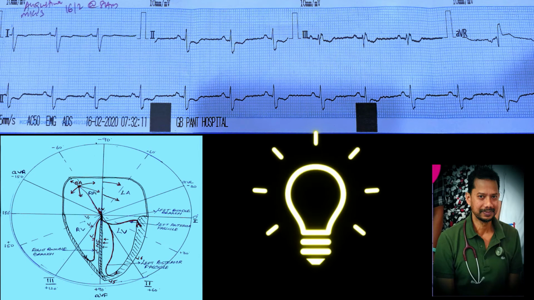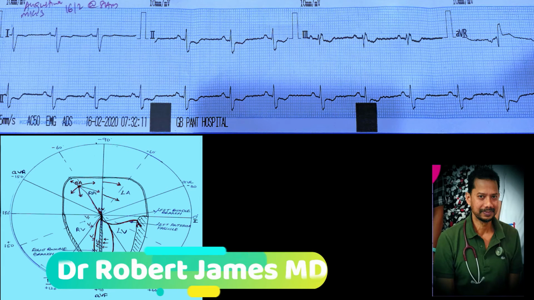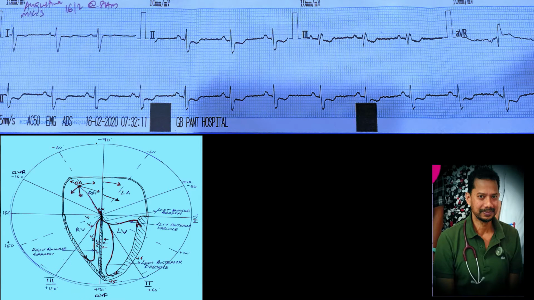So once the calibration is okay, then you look at the rate, rhythm and axis. So heart rate looks normal to me. Grossly it's a normal heart rate between 60 to 100, but if you want to be very specific, particular about calculating the heart rate, you can calculate by dividing 1500 by number of small squares between 2 RR intervals, or 300 by number of big squares between 2 RR intervals. So that will give you the heart rate, and heart rate is okay.